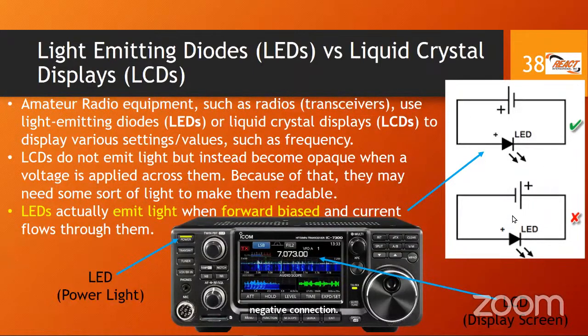If you reverse bias something, you apply the positive voltage to the negative lead, and vice versa, the negative voltage to the positive lead, then you will not have current flow. It will be reverse biased. So the point here is that LEDs actually emit light when they are forward biased, and therefore current flows through them. Exam question.